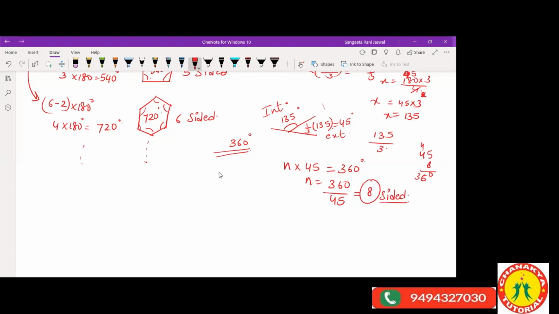Okay, so you remember this property: the sum of all exterior angles of any polygon is 360 degrees. This we have applied here.